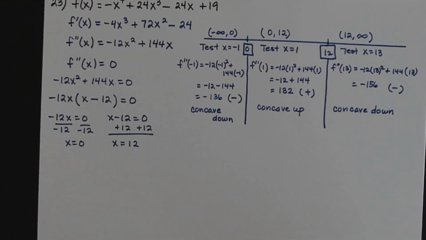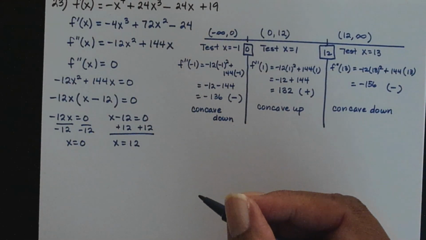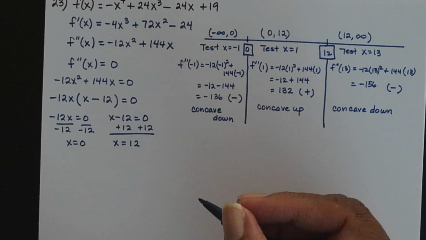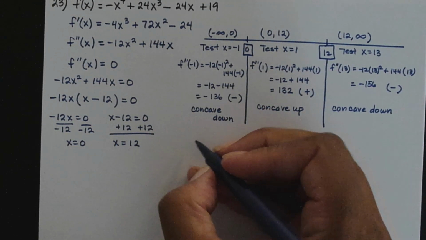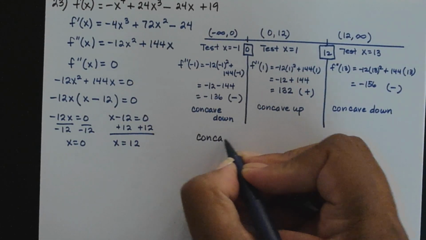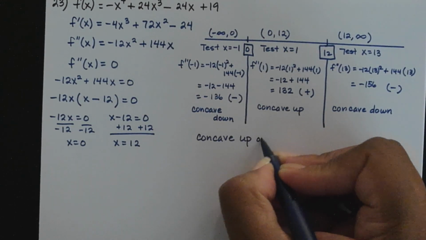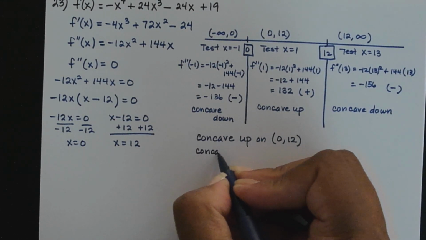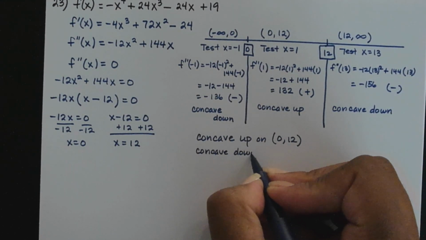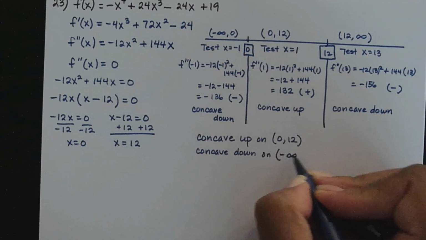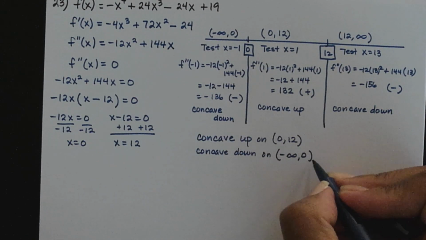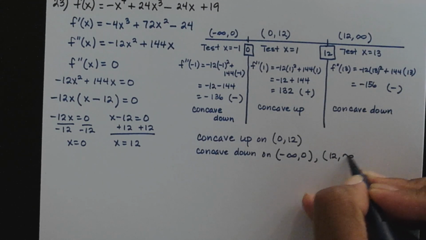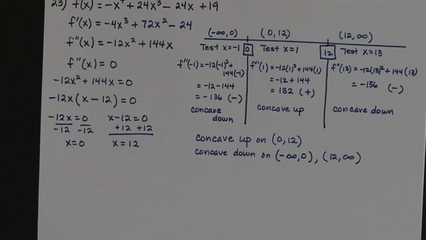All right, so let me go ahead and answer what they're asking for. The intervals on which the graph of f is concave upward: it's only concave up on the interval from 0 to 12. It's concave down on two different intervals, negative infinity to 0 and from 12 to infinity.